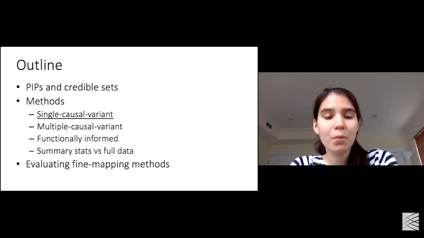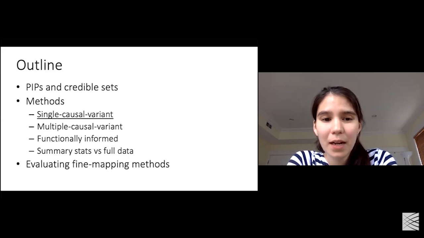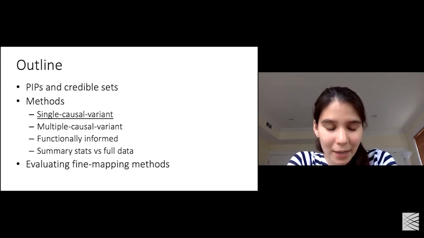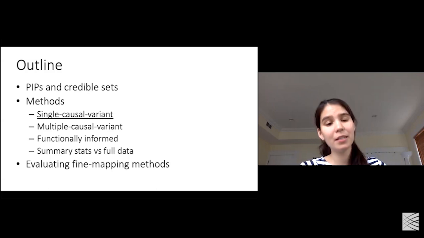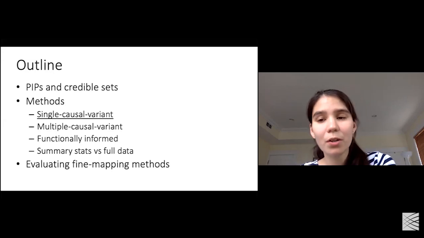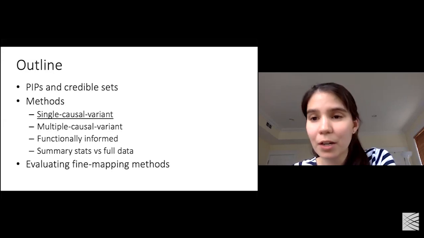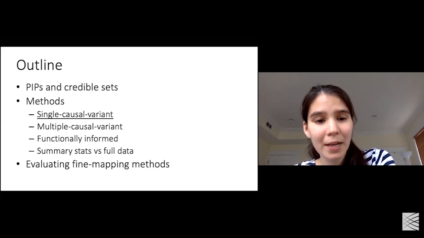And so that's going to be an important point. But single causal variant fine mapping is very robust and statistically straightforward, and it's also a building block for a couple of the different multiple causal variant methods. So first I'm going to talk about single causal variant fine mapping.